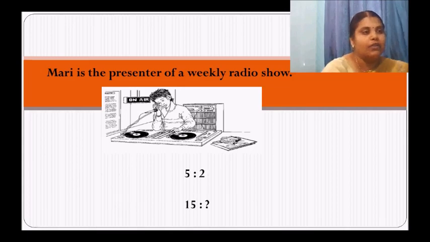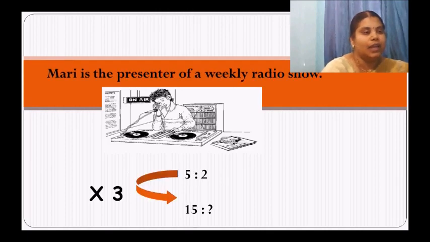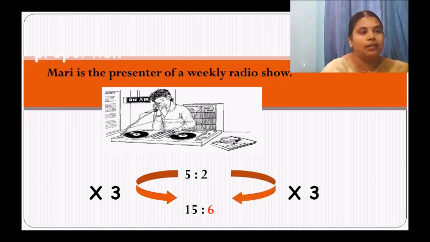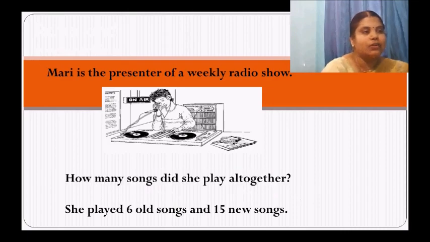Then 15 new songs get compared with how many old songs? Here you can observe that 5 multiplied by 3 gives 15. Similarly, 2 multiplied by 3 gives 6. It means that 6 old songs were played. She played 6 old songs and 15 new songs. It means she played 21 songs altogether.